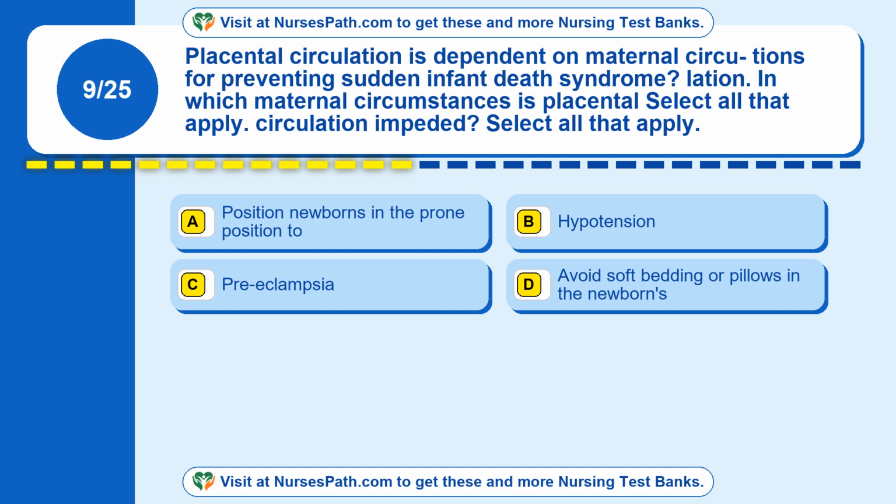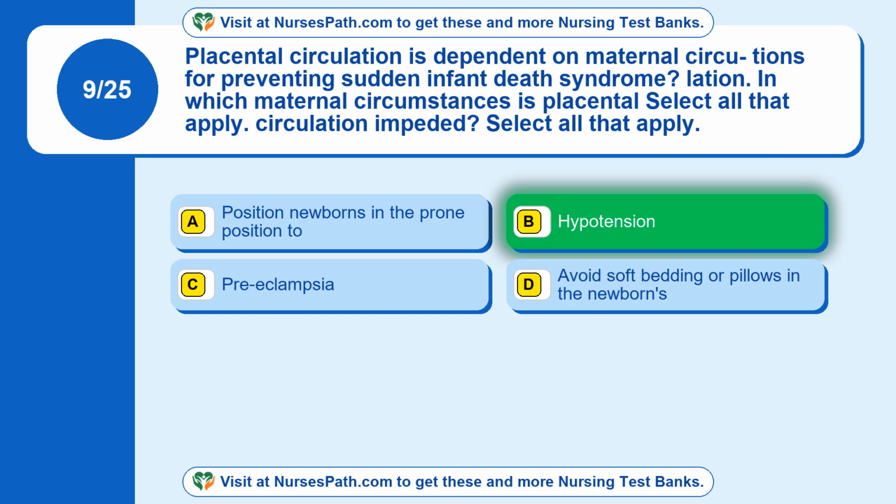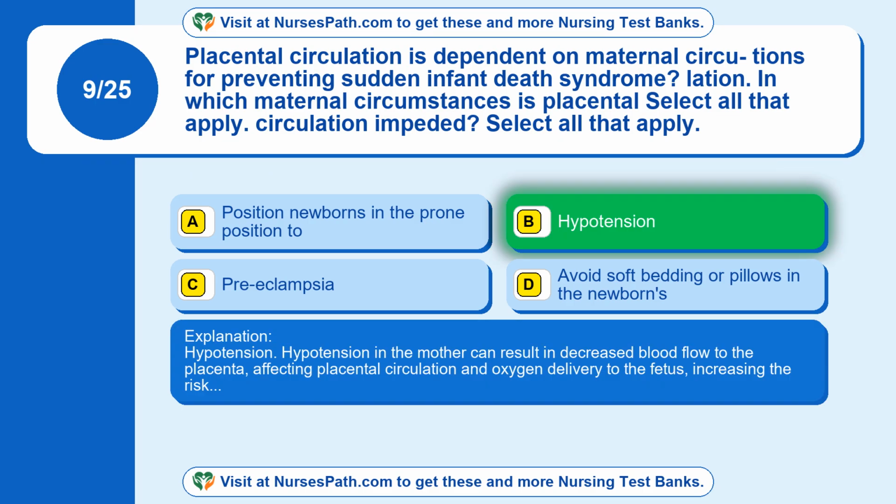Circulation impeded? Select all that apply. Option A, position newborns in the prone position. Option B, hypotension. Option C, preeclampsia. Option D, avoid soft bedding or pillows in the newborns. The correct answer is option B, hypotension. Hypotension in the mother can result in decreased blood flow to the placenta, affecting placental circulation and oxygen delivery to the fetus, increasing the risk.